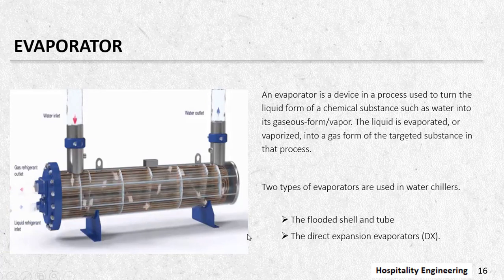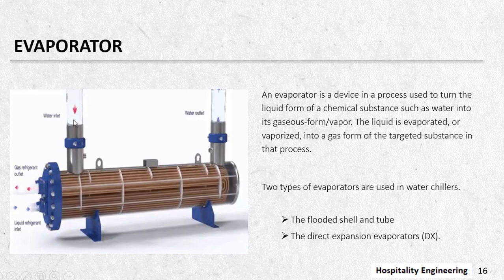Now we will see the evaporator. In this picture, the liquid refrigerant at the bottom goes inside. So basically it will be partially vapor and partially liquid. It goes inside, then it completely becomes gas. Finally, this gas refrigerant goes into the compressor.